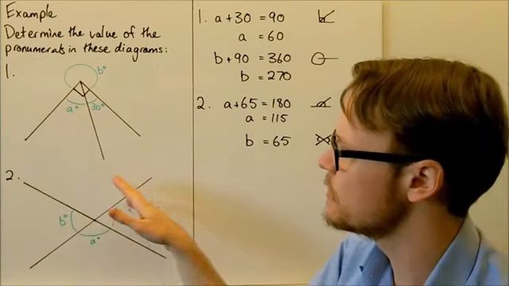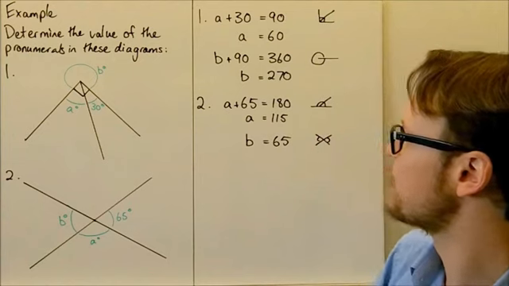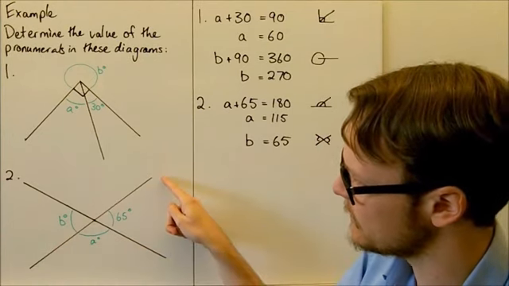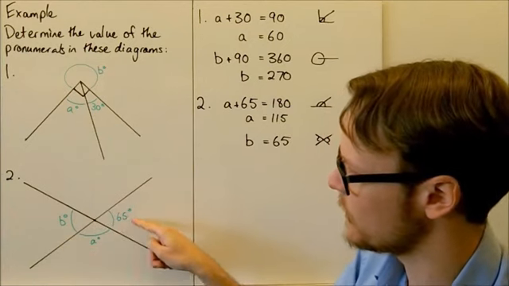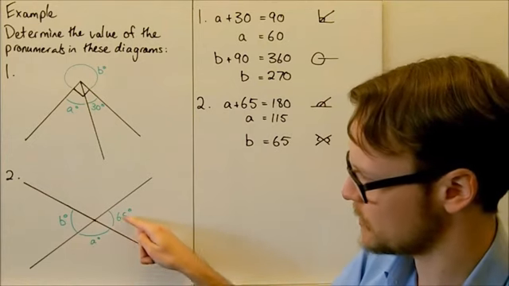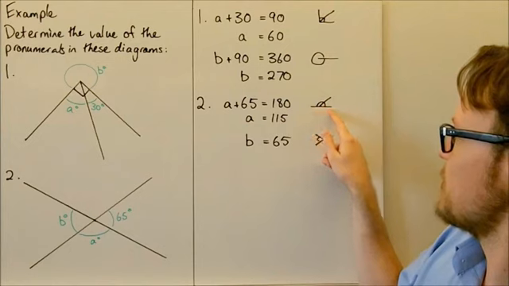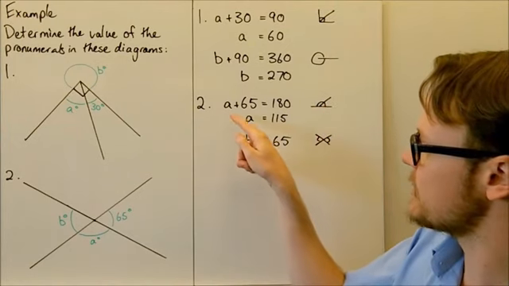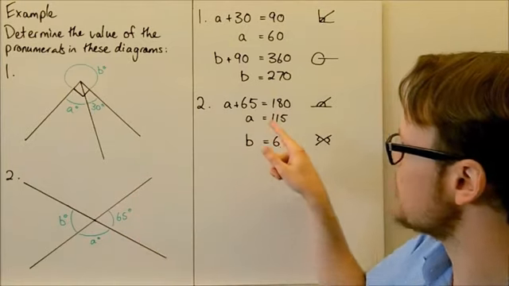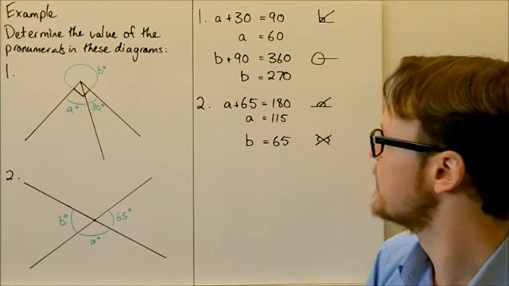In our second diagram here, we've got two lines that intersect at a point, and we know that along this line here, that angle all the way along there is a straight angle. It must be 180 degrees. So these two angles here must be supplementary. They must add to 180 degrees. So we can use the supplementary coded reason here to say that A plus 65 must equal 180 degrees. So in order for that to be true, A has to be 115.